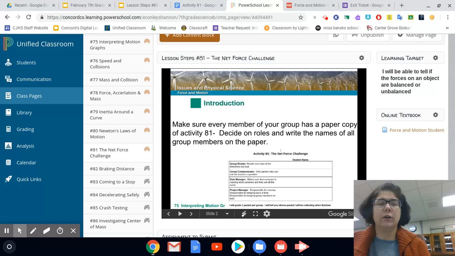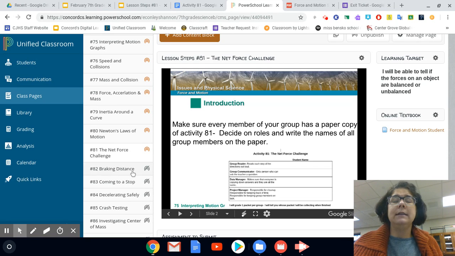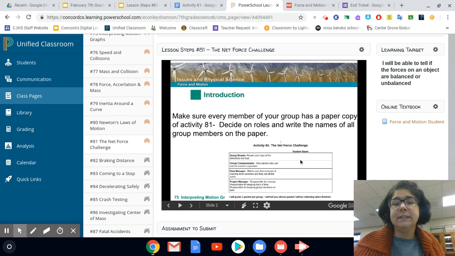The data manager, to make sure that everyone is copying down answers and that they are all the same and all correct, because again, only one person will have theirs graded for the entire group. And finally, the project manager, responsible for cleanup, keeping track of time, and for keeping all group members on task. So go ahead and take a minute and decide who is going to do which role and write your name in the corresponding box. You should have all 4 names filled out, yours and your group mates.